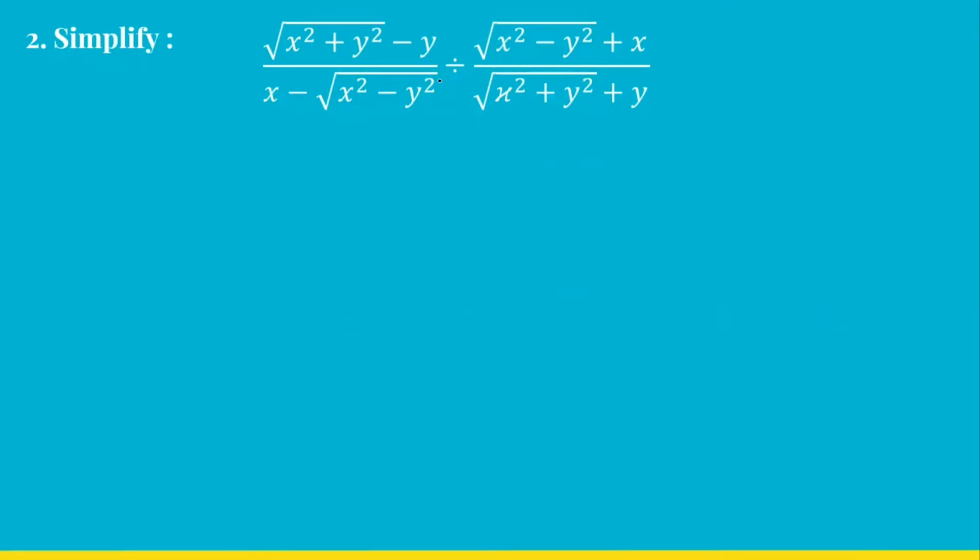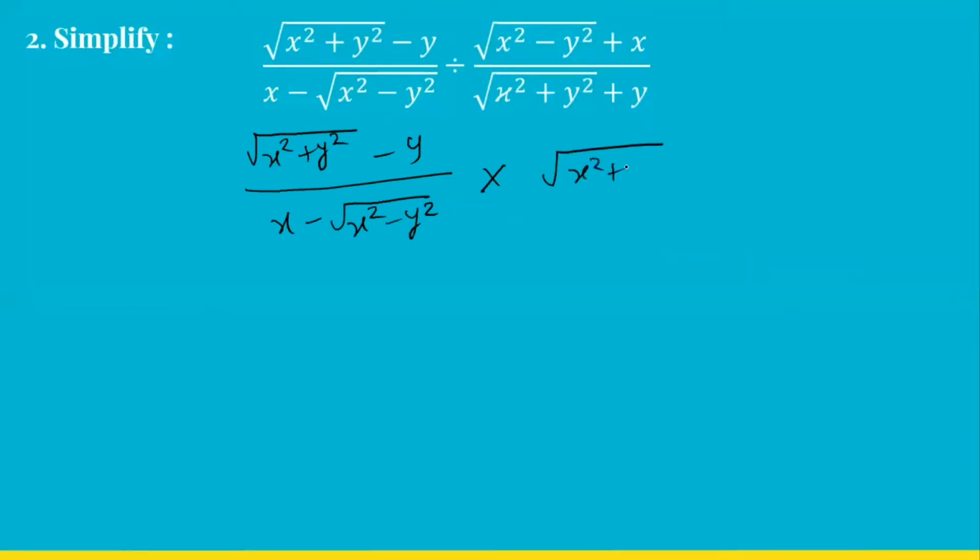We have already learned about fractions. So we keep the first fraction as it is: root of x square plus y square minus y upon x minus root of x square minus y square. This division, we make it multiplication and we take the multiplicative inverse of the second fraction. When we take the multiplicative inverse, this goes up, and it becomes root of x square plus y square plus y. It is like the reciprocal of 1 by 2 is 2 by 1. That is what we do over here.